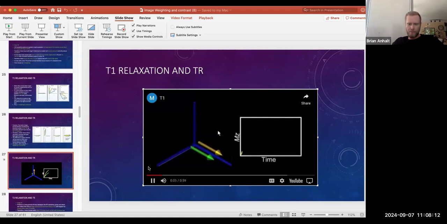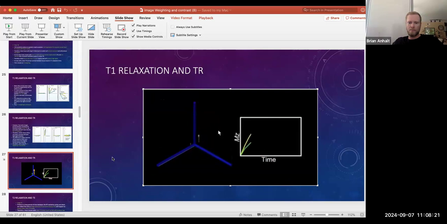We've given them identical T2s because we can, because it's graphics. So they decay away at the same rate in the transverse plane, but we've given them different T1s. So in this sample, we've given the yellow tissue a rapid T1, a short T1, and the green tissue a longer T1.